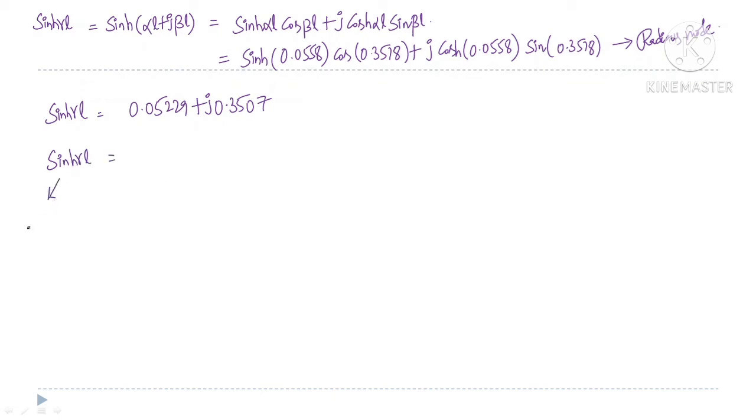You need to keep the calculator in degree mode. While you are converting the rectangular form of sinh γL into polar form, convert the calculator which is in radians mode into degree mode. So you may get this sinh γL value as 0.3546 at an angle 81.52 degrees. So this is the sinh γL value.